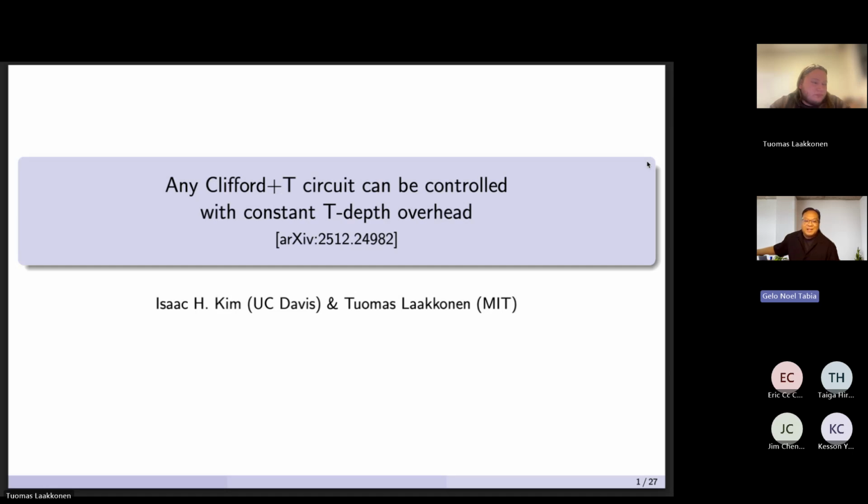Today we have the pleasure of having Tuomas Laakkonen, who will tell us about how any Clifford+T circuit can be controlled with constant T-depth overhead. Tuomas is a PhD student at MIT with research interests including fault-tolerant quantum circuit optimization and quantum algorithms for differential equations. Previously, he was a research scientist at Quantinuum, working on quantum algorithms for approximating topological invariants. He got his master's at the University of Oxford, studying the connection between tensor network methods and complexity theory. So Tuomas, the floor is yours.